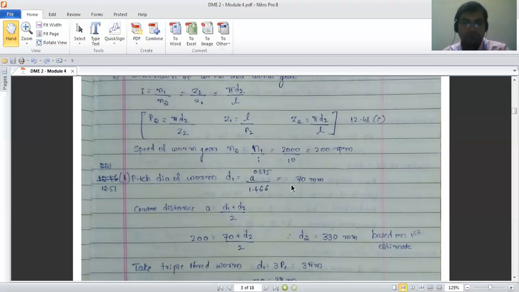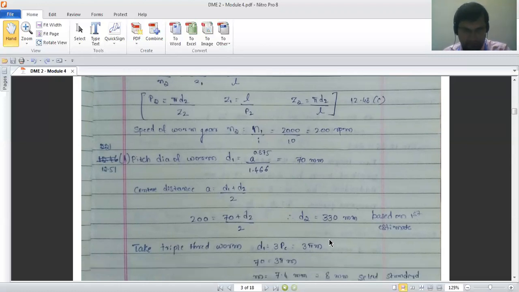If you substitute the center distance value A, you will get 70 millimeters as the pitch diameter of the worm. Now the center distance we can calculate by the equation A equals D1 plus D2 divided by 2. Already A is known, 200 millimeter is a given parameter, and D1 we have just calculated, which is 70 millimeter. So with this we can easily estimate the value for D2, which is 330 millimeter, which is considered as the first estimate.